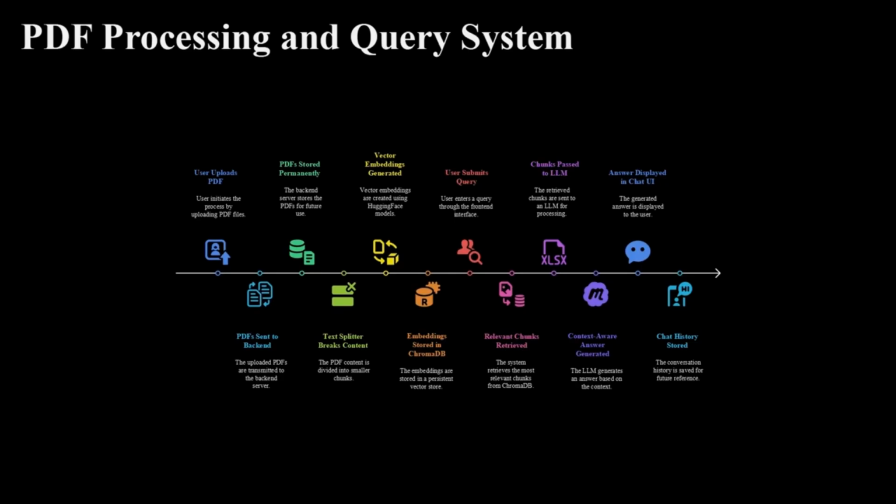So you could see on the left side we have user uploads PDF, then every PDF is sent to the backend. Then we have the PDF stored permanently in a local folder. Then we'll be using a text splitter to break each and every document into multiple chunks. Then vector embeddings will be generated from those chunks. Then we'll be storing them into our ChromaDB.